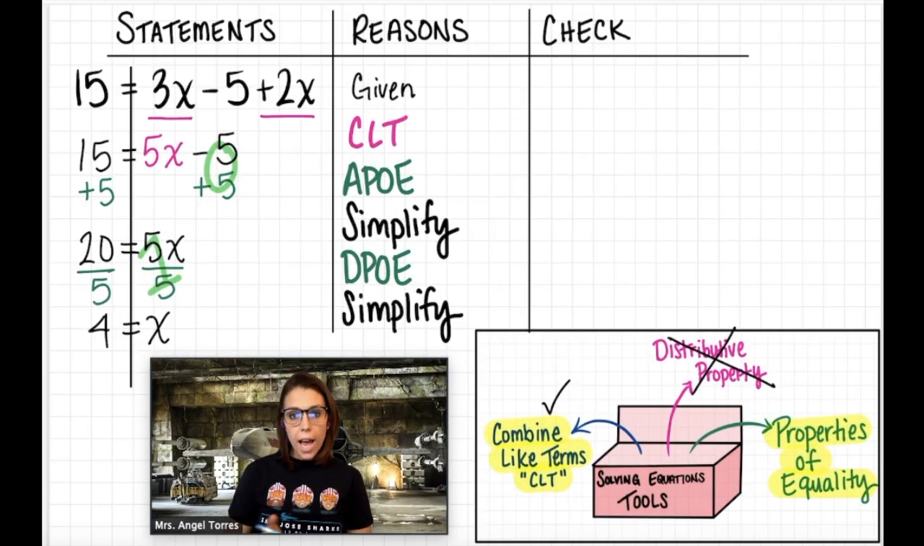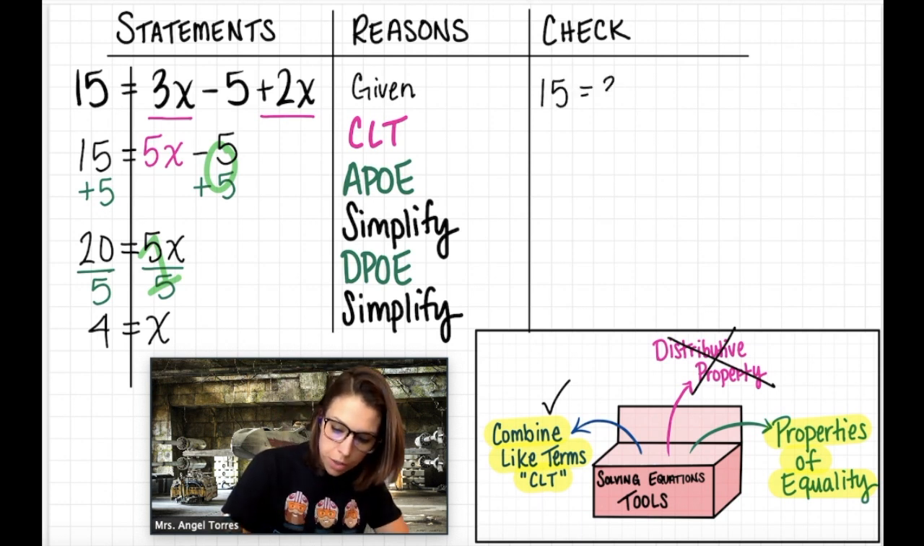Great job. So I chose to use the addition property of equality next to create a zero term. I simplified to get 20 equals 5x. Then I used the division property of equality to create a big one factor, and I ended up with 4 as my solution. I'm going to go ahead and check that now.